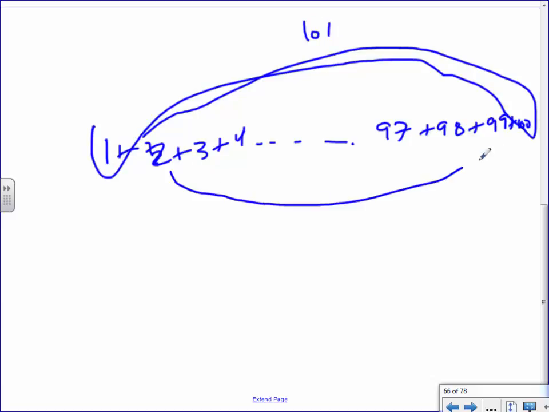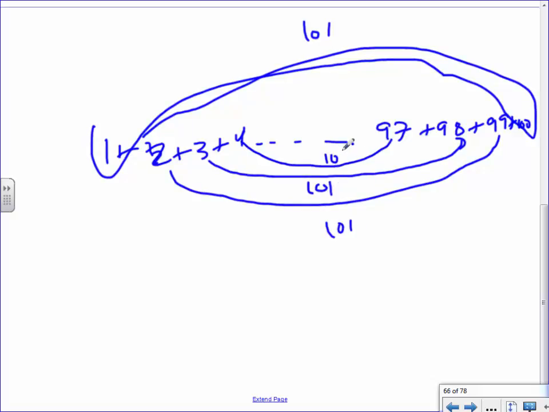Sorry, I'm a mess here. 2 and 99 adds up to 101. 3 and 98 adds up to 101. 4 and 97 adds up to 101. Until you finally get to the middle, where you get 50 plus 51, which also equals 101. He then realized that he had 50 pairs, because he had from 1 to 50, each having a doppelganger, and each of them added up to 101, and he just did that, and he got his answer.